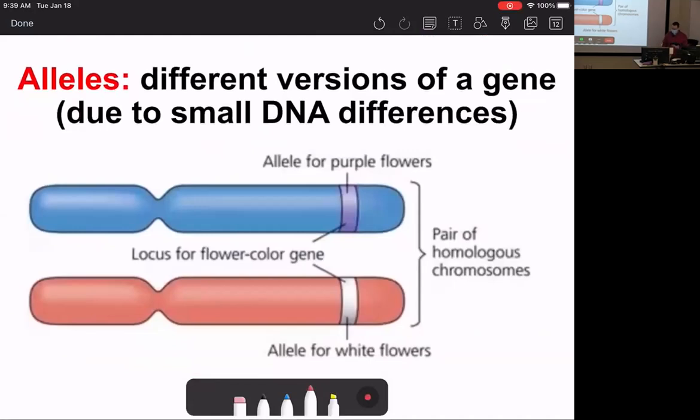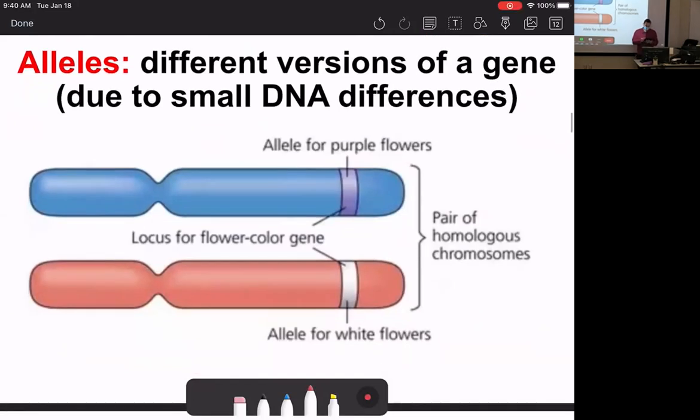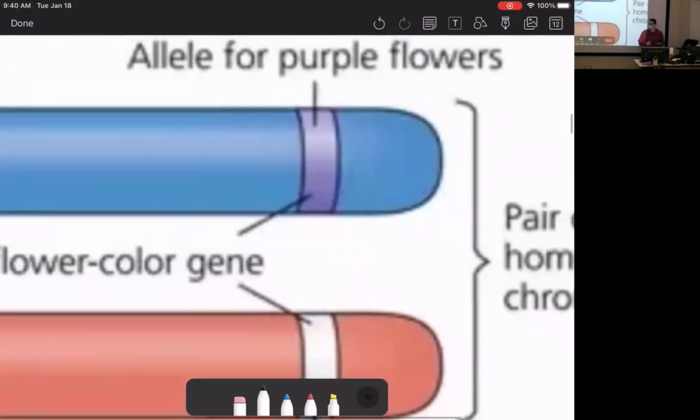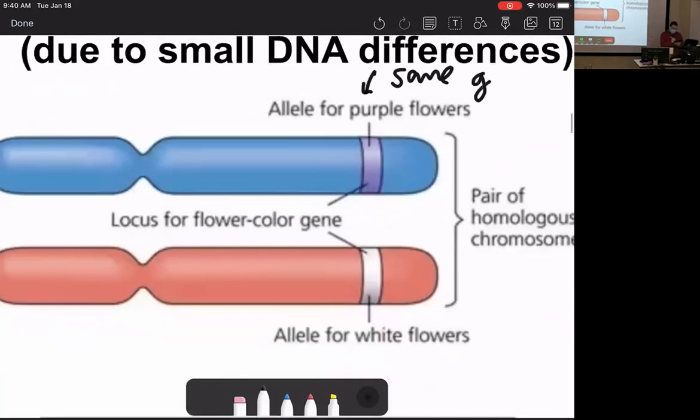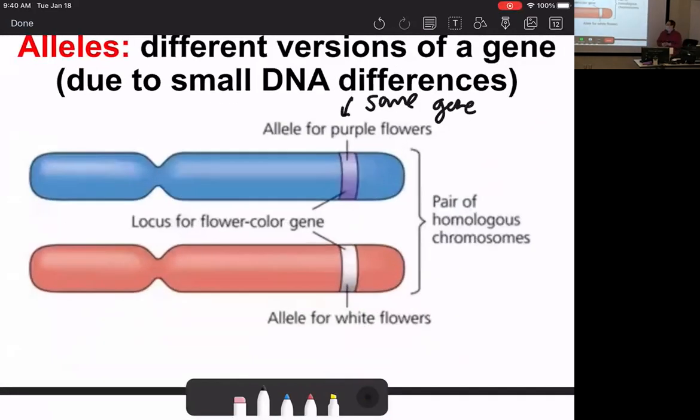Now, strictly back to the genes, what exactly is variation? Now, in one case, we're looking at the same gene right here in these little highlights, right? This purple and white. So in the same chromosome, we could say this is on chromosome 13 of this plant, right?